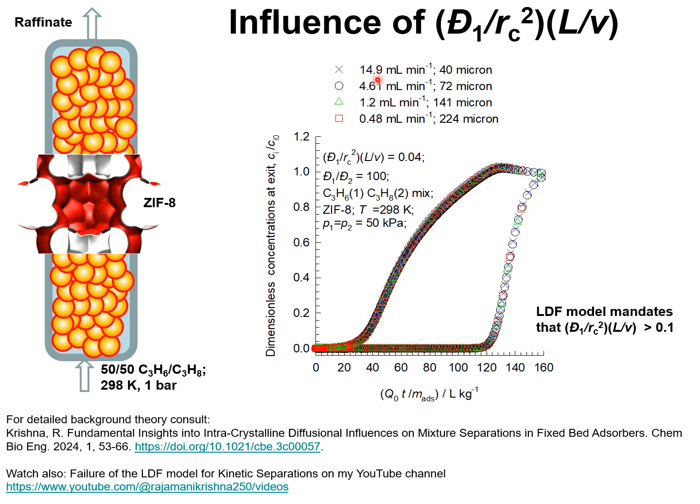It can be achieved by choosing an inlet volumetric flow rate of 14.9 milliliters per minute with a particle size of 40 microns, or with an inlet flow rate of 4.61 milliliters per minute with a crystal diameter of 72 microns, or with an inlet flow rate of 1.2 milliliters per minute with a crystal diameter of 141 microns. And the fourth possibility is, for example, to use 0.48 milliliters per minute flow rate and a particle diameter of 224 micrometers. All of these combinations lead to the product being the optimum of 0.04.